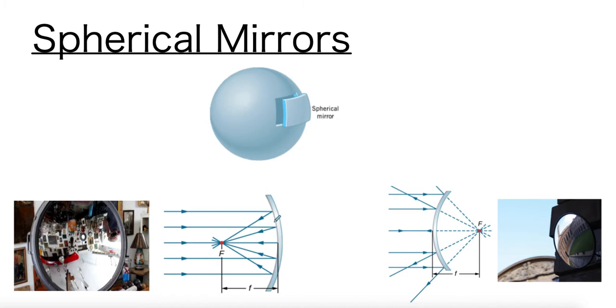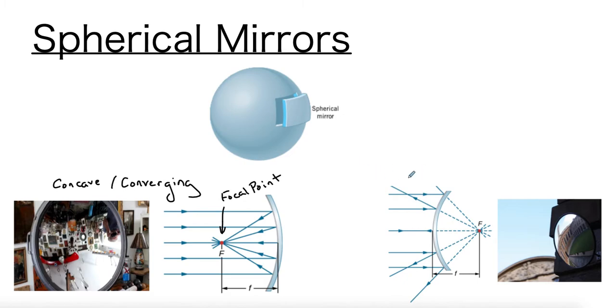And so the first kind that we have over here, this is our concave, or converging mirror. The reason we call it that is as light rays come in parallel, they all converge to a single point that we call the focal point. This point right here is called the focal point, and it's called that because that's where everything focuses to.